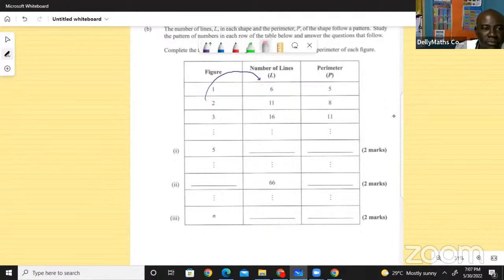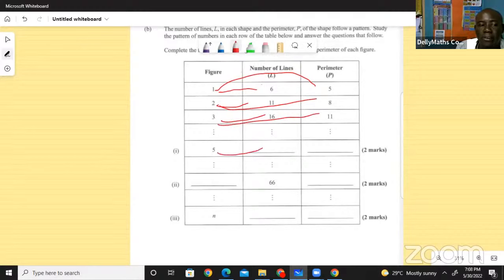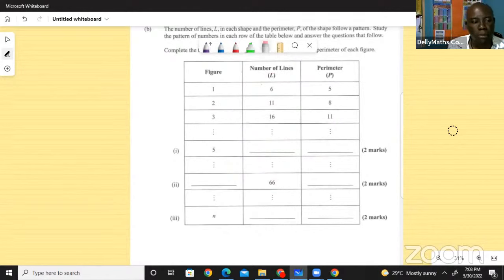For example, we want to figure out how did 1 turn into a 6? How did 1 turn into a 5? The same thing that happened to 1 is the same thing that is going to change 2 to 11, and then 2 to 8, then 3 to 16, then 3 to 11, then 5 to whatever. So we're suggesting that it is the same thing that will work for each. So let us look. Now, if you observe carefully, you would have seen that 1 times 5 plus 1 gives you 6.